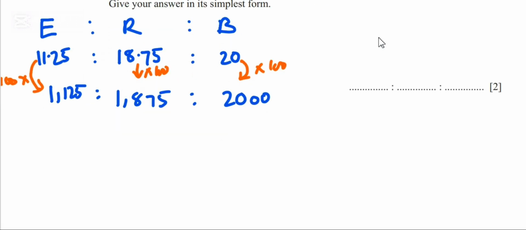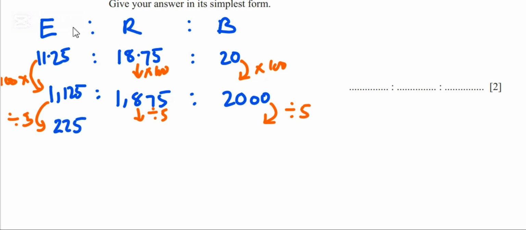Now at this stage, to simplify these numbers, you can see that these 2 numbers are ending in 5s and this one is ending with 0. Because of that, it means all these numbers are divisible by 5. So we are going to divide by 5, divide by 5, then divide by 5. Then 1125 divided by 5 is 225, then 1875 divided by 5 is 375, and 2000 divided by 5 is 400.